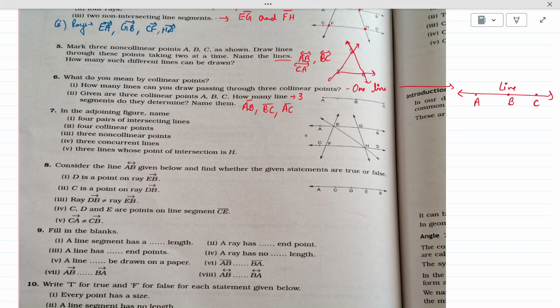Again, kids, before picking up this exercise, you have to be very thorough about what a line, line segment, and ray are. Then you will be able to do these questions properly. So I have covered till question number 6 of this exercise, and in the next class I'm going to complete this exercise. So I will see you all in the next class.